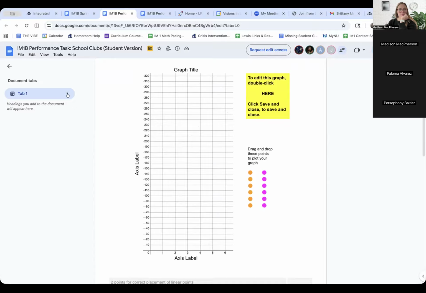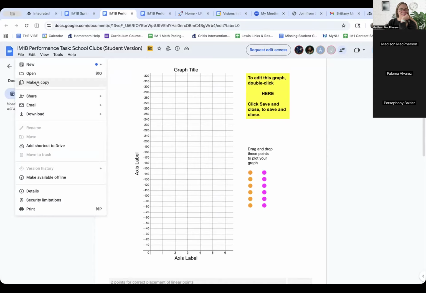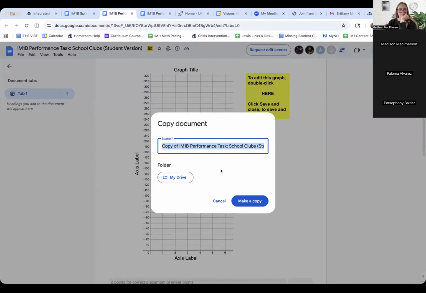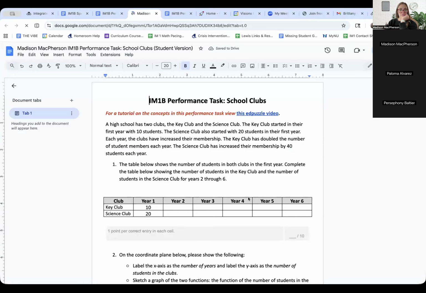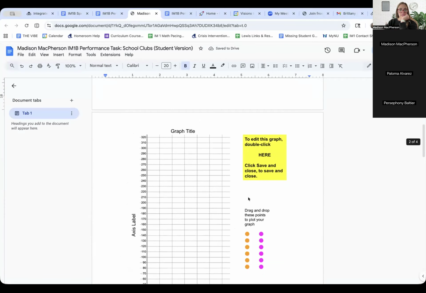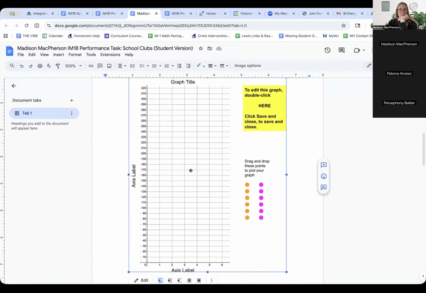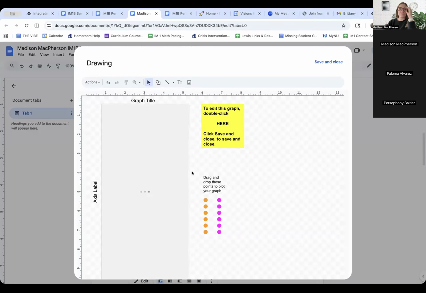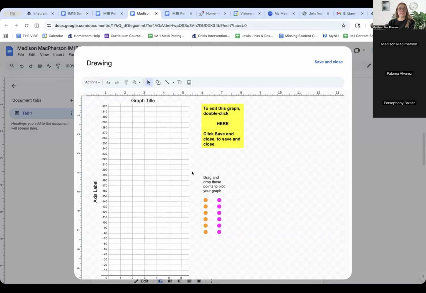Oh, I have to make a copy. Go ahead and click make a copy. And you want to change it to your name if you didn't already. I'll put my name here. Make a copy. And you should have already filled out the table, and we should be on the graph part. So you're going to double click on that graph and it should open up something that looks like this.